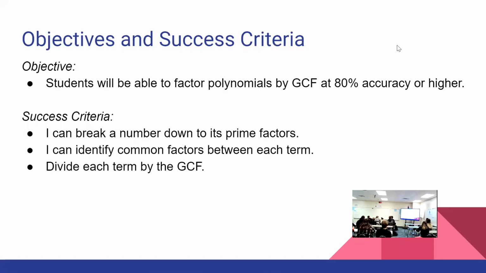So the goal for today is to be able to factor polynomials by GCF at 80% accuracy or higher. That's what this whole unit 7 is all about, factoring polynomials. The last unit was about operations with polynomials. So factoring is kind of like the opposite. We'll discuss that in a little bit.